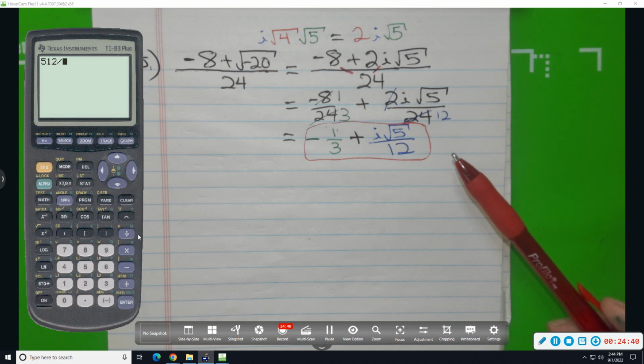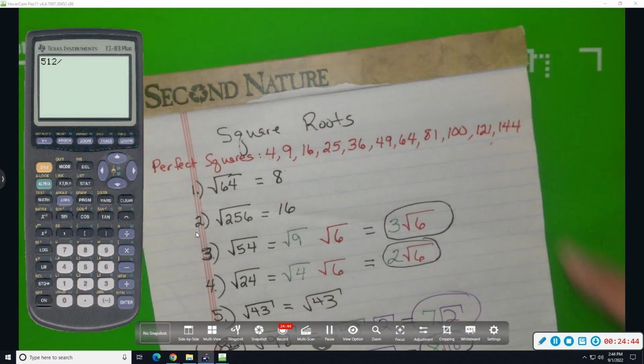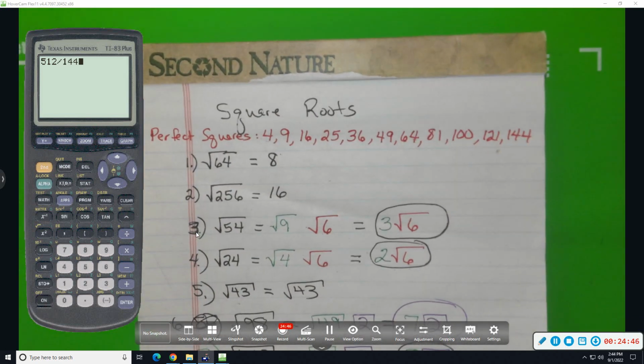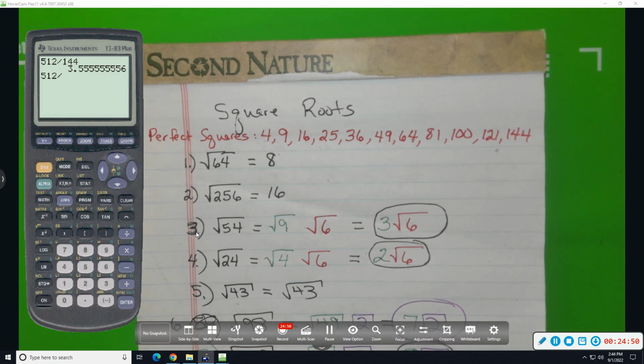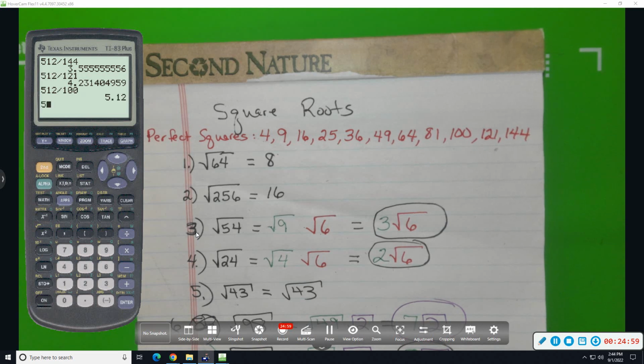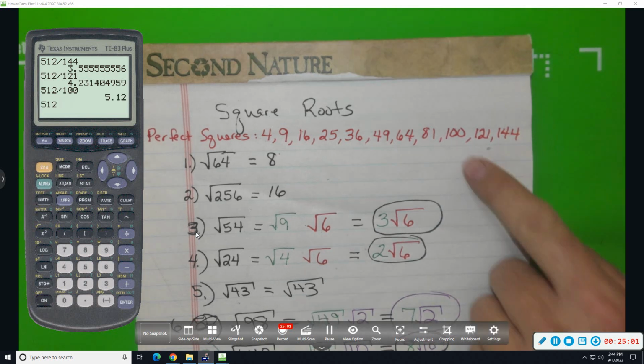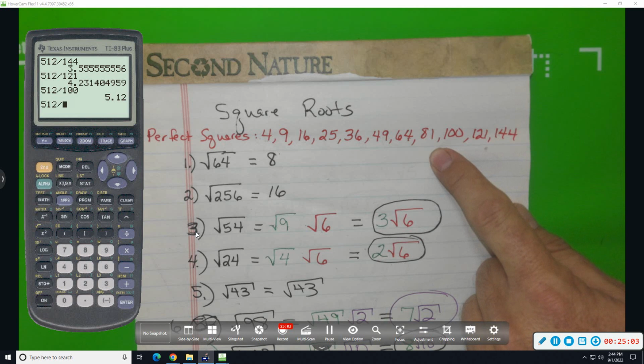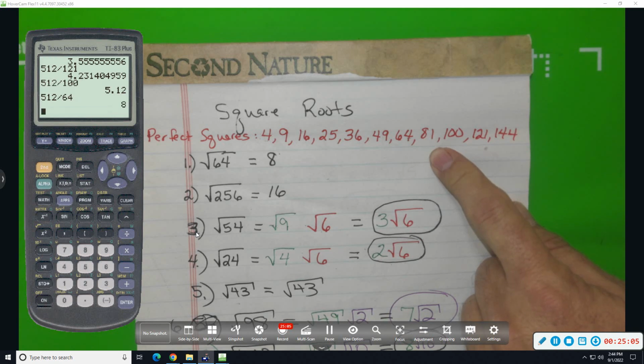Thinking of those perfect squares, 512, let's start with, does 144 divide into it? Does 121? Just go through. Yes. 64 goes into it, okay, then you would say 64. Oh, wait.